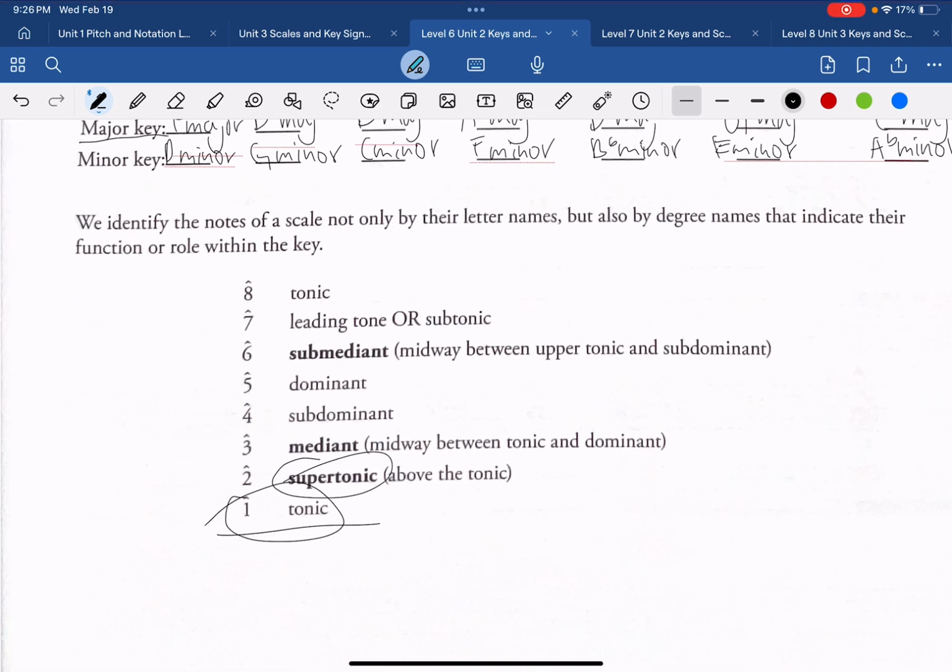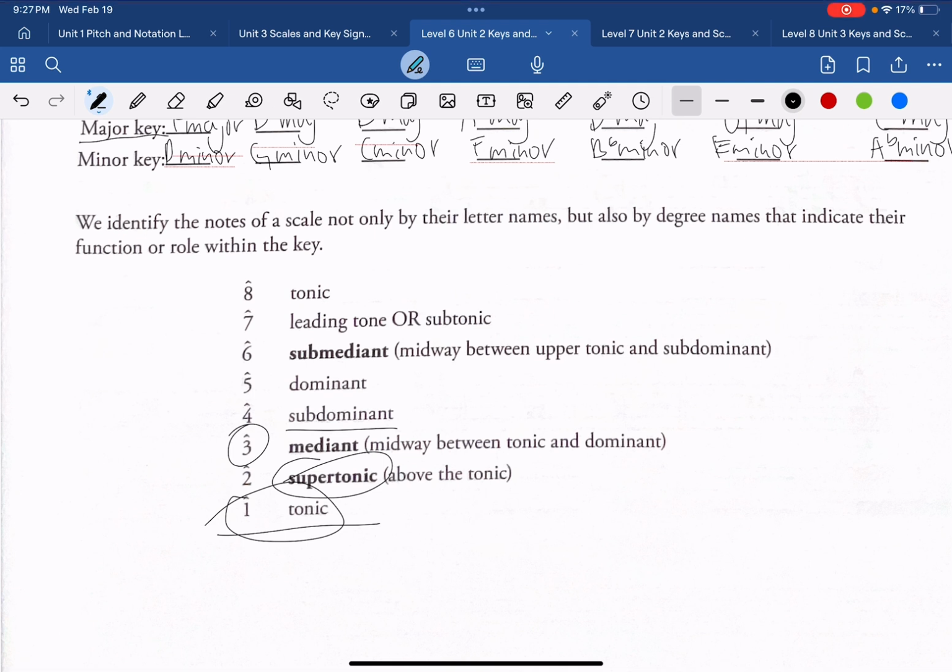Supertonic is the second degree in a scale. For example, C major, the second note in the scale is D. So supertonic is D for C major. For G major, for example, the second note in the scale is A. So A is the supertonic for G major. Same for mediant. Mediant is the third note in a scale. So for C major, that would be E.